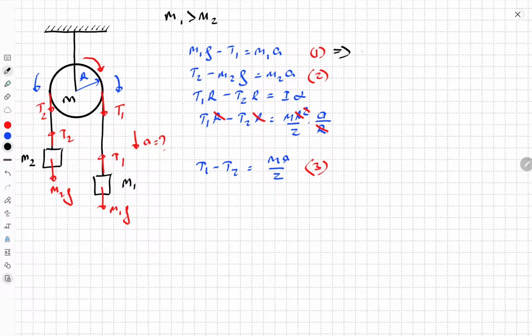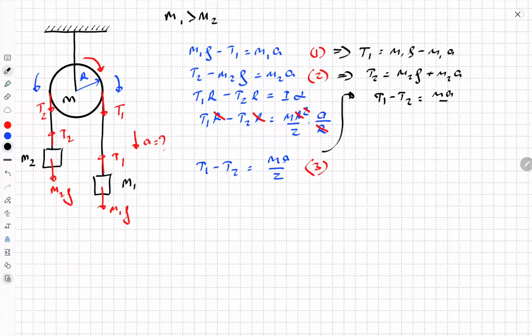So from the first equation, T1 equals M1G minus M1A. From the second equation, T2 equals M2G plus M2A. And I will copy the third equation: T1 minus T2 equals MA over 2. So I will substitute T1 and T2 into this equation. We should be careful. T1 is M1G minus M1A, minus T2, M2G plus M2A, equals MA over 2.